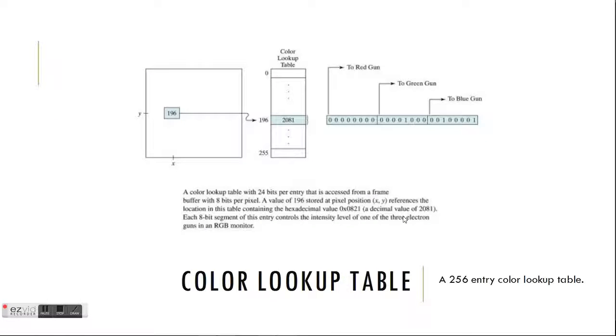Here we can see how the pixel 196 on the screen is associated with the 256 entry color table. The entry has the value of 2081, which when converted to hexadecimal format goes to 0x0821, which in turn controls the intensity of red, green, and blue guns on the monitor screen.